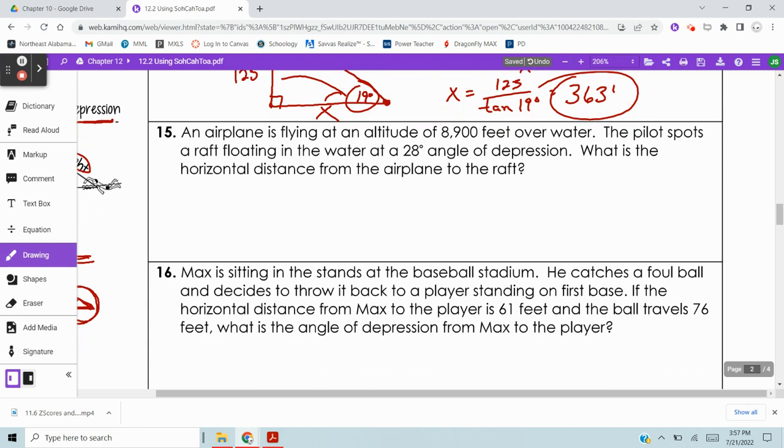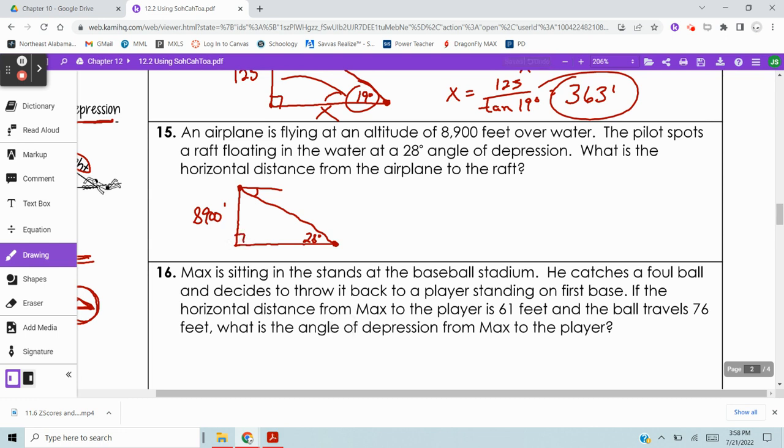Number 15. An airplane is flying at an altitude of 8,900 feet over water. The pilot spots a raft floating in the water at a 28-degree angle of depression. So our height is 8,900 feet. And they spot somebody, let's see, in a raft floating at an angle of depression. Here's the raft over here. And again, that angle of depression would be this angle. That'd be a 28-degree angle, which is also the angle of the elevation from the raft back up to the airplane as well. So there's the 28.